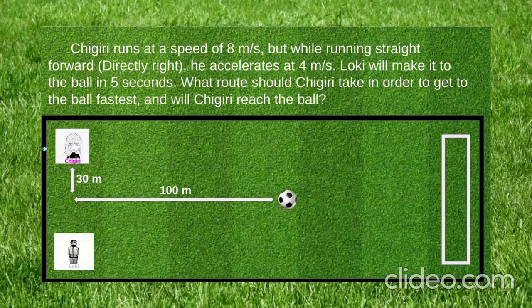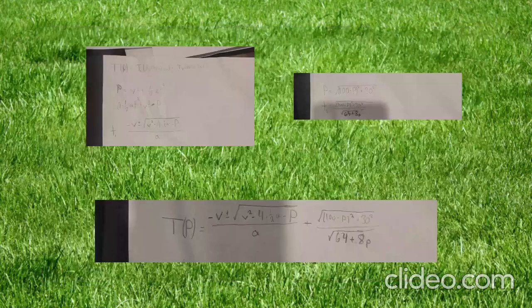Okay. So while running directly straight, he accelerates at 4 meters per second. Loki makes it to the ball in 5 meters per second. What route should Chicory take in order to get to the ball fastest? And will Chicory even reach the ball? Let's find out. If we go over here, let's try and find an equation to this first. So as we can see here, we're trying to solve with respect to t, right?